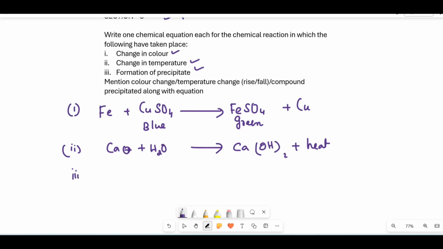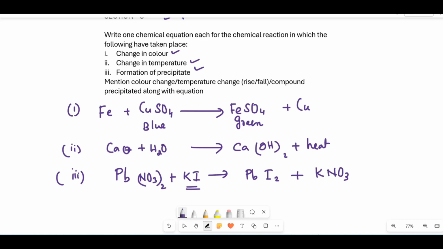Third one, formation of precipitate. Lead nitrate, Pb(NO3)2, plus KI, we get PbI2, lead iodide, plus KNO3. Here lead nitrate is colorless, potassium iodide is colorless, lead iodide is a yellow precipitate. Yellow precipitate.